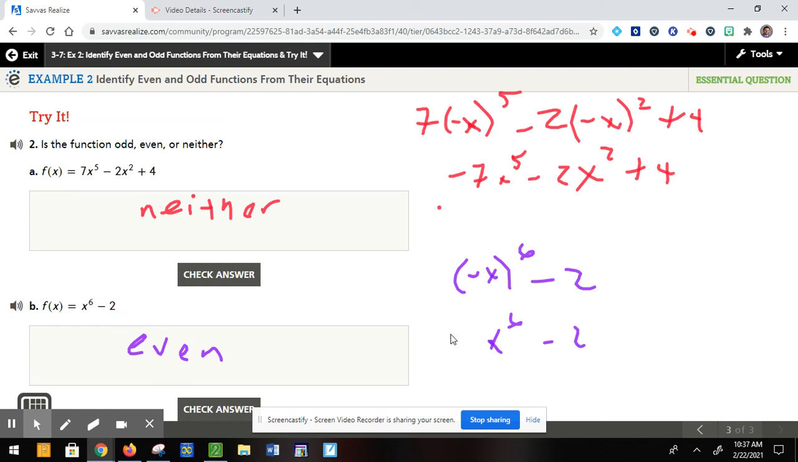For part B in purple, I substitute opposite of x in. When you raise it to the power of 6, it just becomes what it was. So x to the sixth minus 2 is what you started with exactly. So it is an even function. All right. So now let's take a look at example 3.